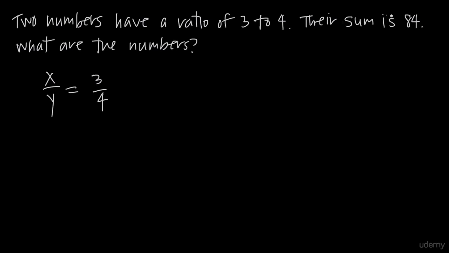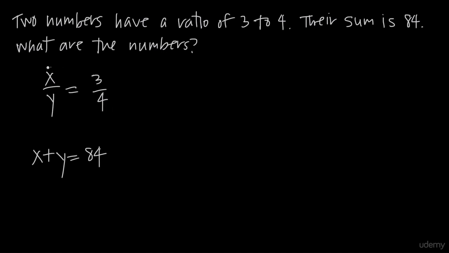We also know that the sum of the numbers is 84, so we can say that x plus y is equal to 84. Now we have two equations with two variables, so that's a system of linear equations, and we can solve this as a system to find the values of x and y.